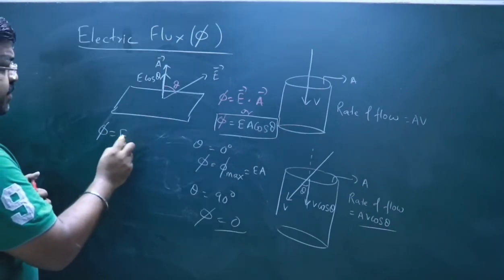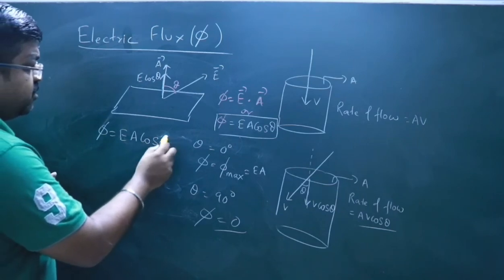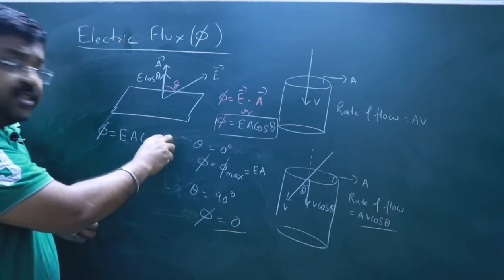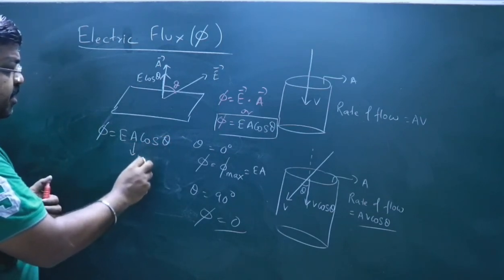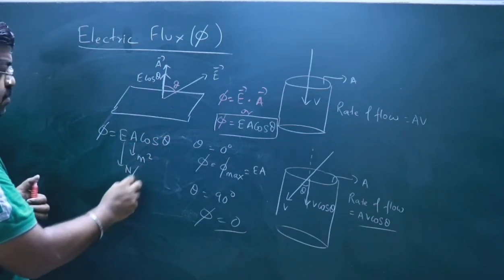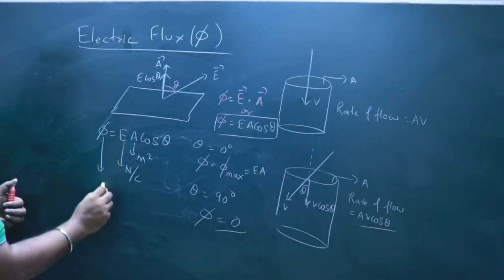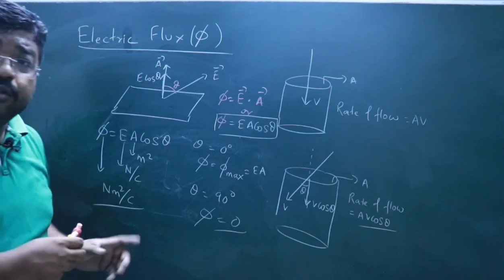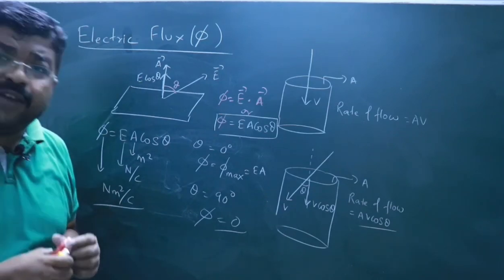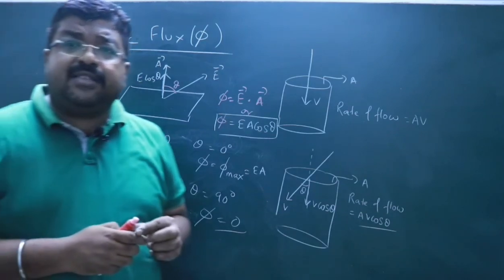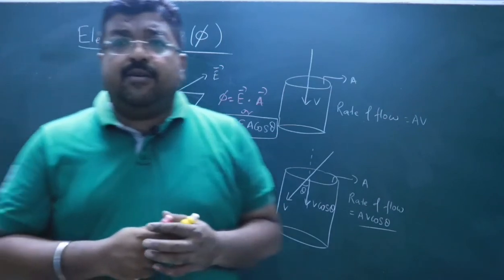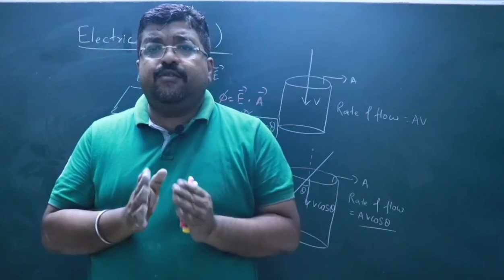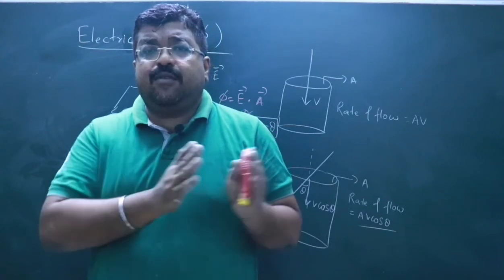Some additional concepts: phi is equal to EA cos theta. Cos theta is a dimensionless quantity. A is meter square. E is Newton per coulomb. So this electric flux will be Newton meter square per coulomb. This is the unit of electric flux, and electric flux is a scalar quantity. Don't confuse electric flux with just the number of lines.